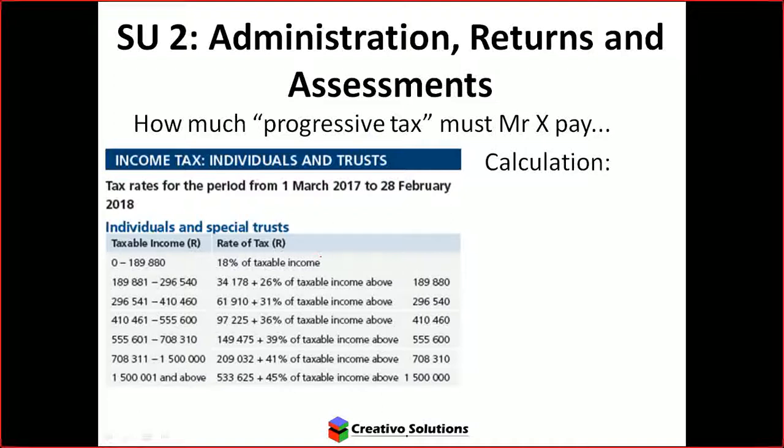So just to summarize, progressive means what? The more you earn, the more you pay, right? Yes, sir. Okay, and then we said this is going to be collected from who? Taxpayer. Yes. Which type? Oh, do you mean direct or indirect? No. Which type of taxpayer? An individual. Or a trust. Yes. Right, and this is for 2017 to 2018.